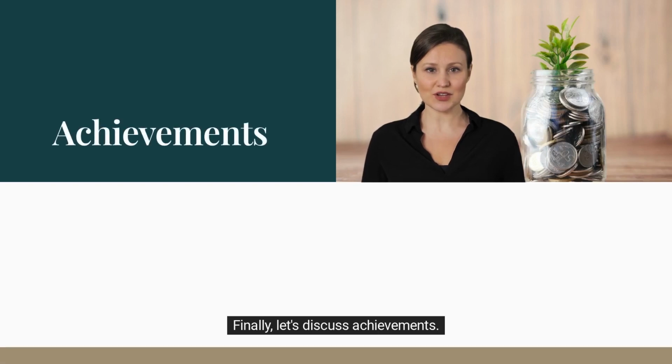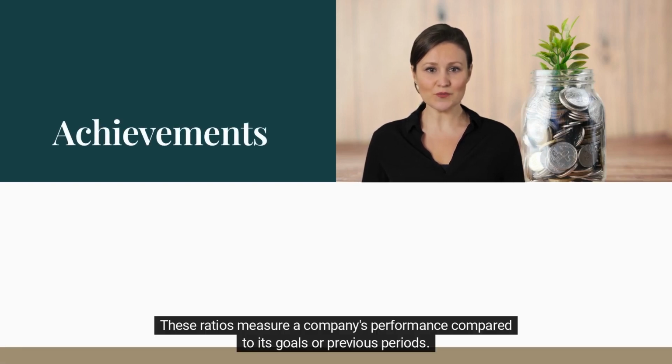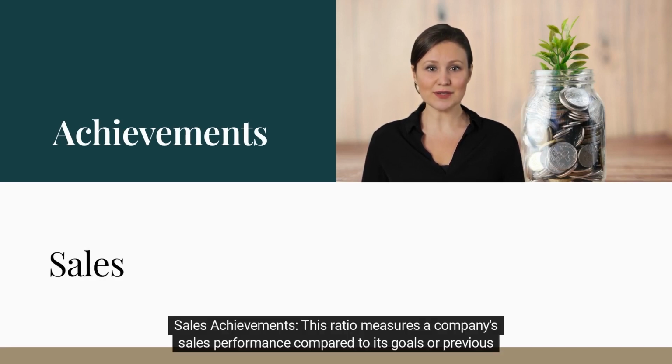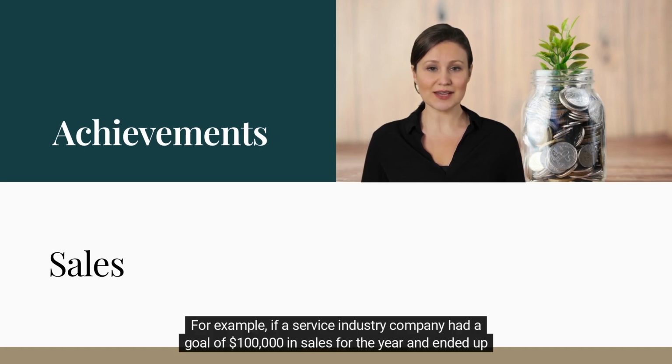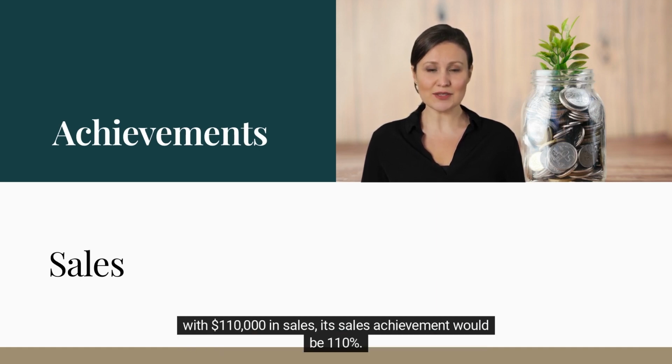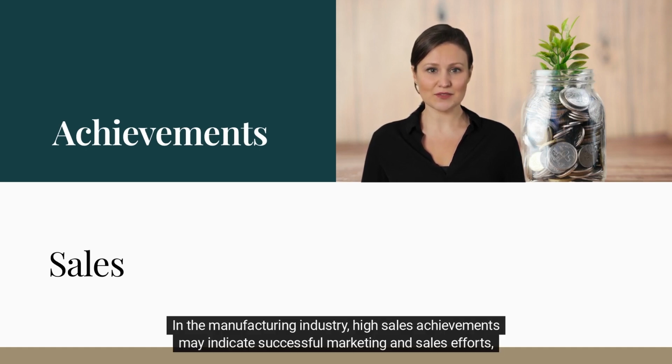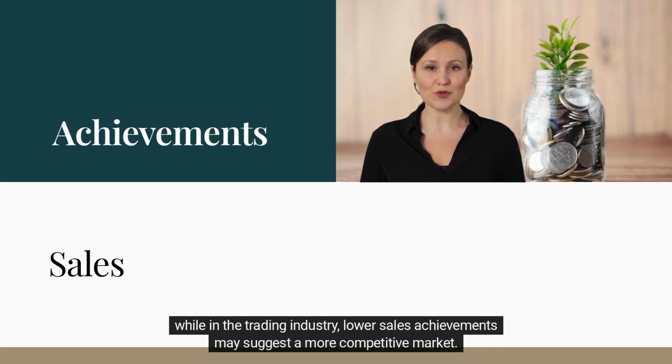Finally, let's discuss achievements. These ratios measure a company's performance compared to its goals or previous periods. Sales achievements. This ratio measures a company's sales performance compared to its goals or previous periods. For example, if a service industry company had a goal of $100,000 in sales for the year and ended up with $110,000 in sales, its sales achievement would be 110%. In the manufacturing industry, high sales achievements may indicate successful marketing and sales efforts, while in the trading industry, lower sales achievements may suggest a more competitive market.